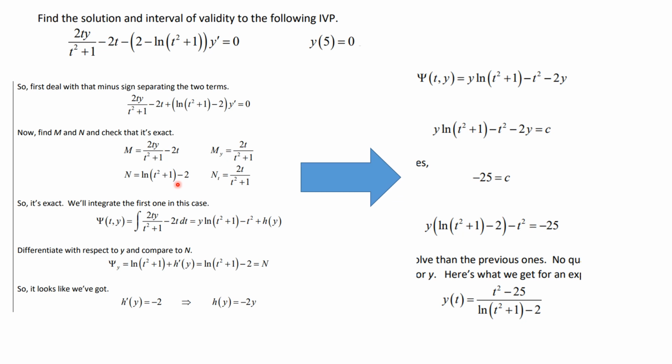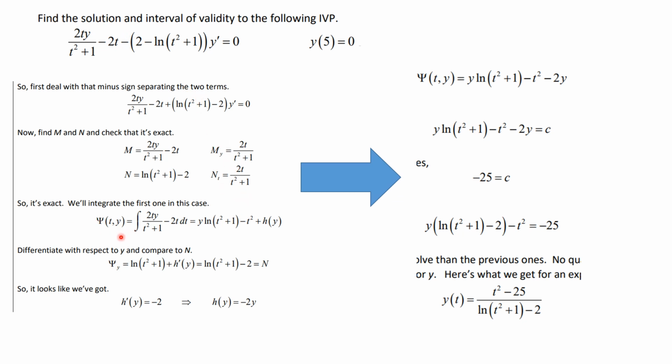But then I'm going to test to see, is this an exact equation? Well, I take the partial with respect to y and the partial with respect to t. Those two are equal. That means it's good to go. If you're not careful with this sign, you can get the wrong answer there, and that can lead you very much astray. So it is exact.